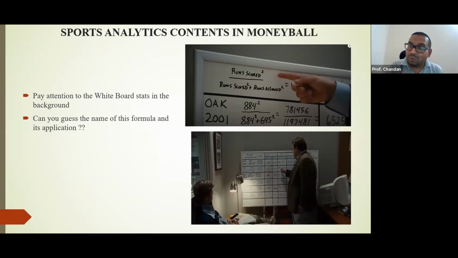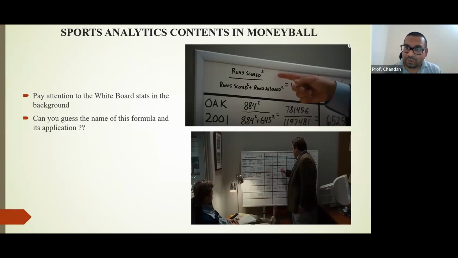So this particular formula has been highlighted in the movie Moneyball. Again, the question is, what exactly have they highlighted? What exactly have they written? You can pay attention to the whiteboard stats in the background. And a further question is, can you guess the name of this formula and its application? What exactly are they trying to calculate?